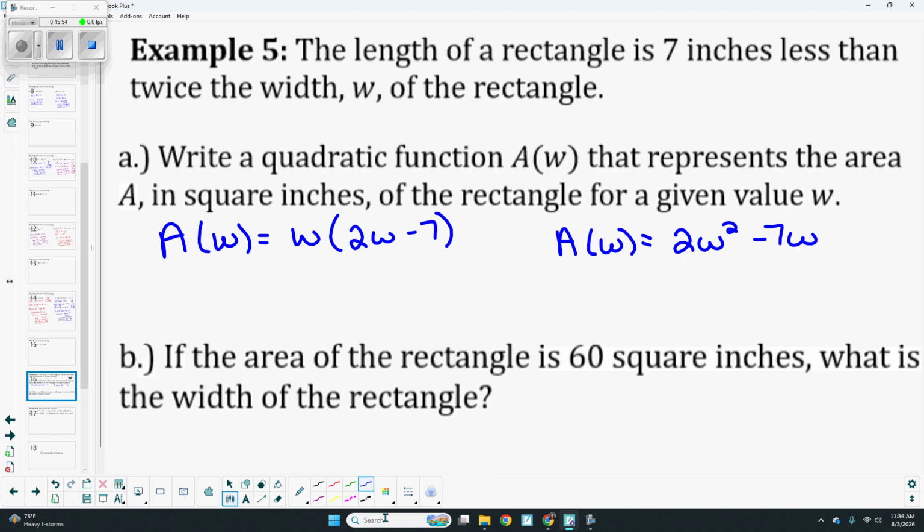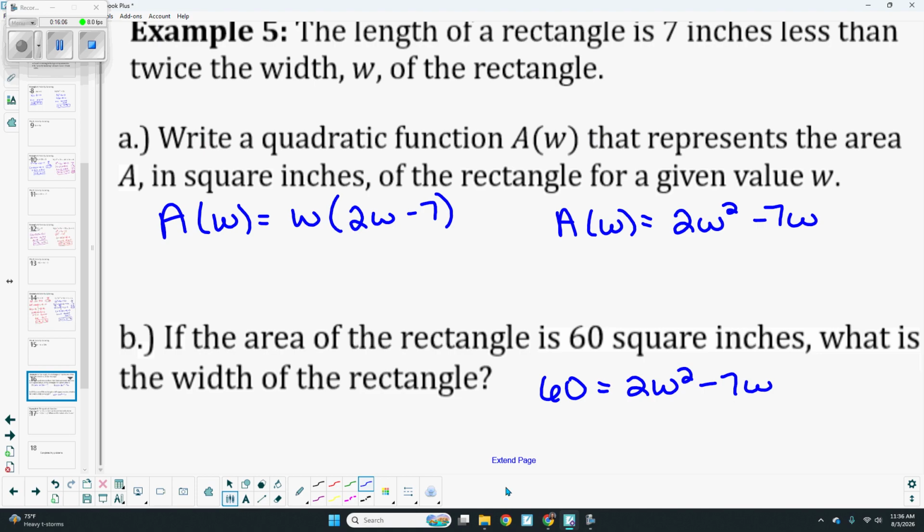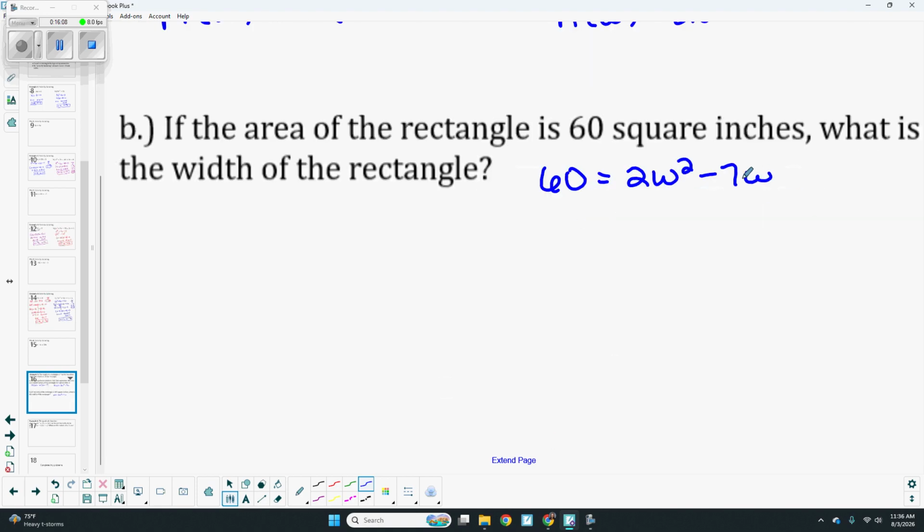So that's my equation. Part B, if the area is 60 square inches, what is the width of the rectangle? So if A of w is 60, what is w? So what we're going to do here is we have a quadratic equation. We're going to get it equal to 0 by minusing the 60. And we have to factor this. There's no GCF here, right? 2 does not go into everything. So I'm going to have to factor where a is not 1.